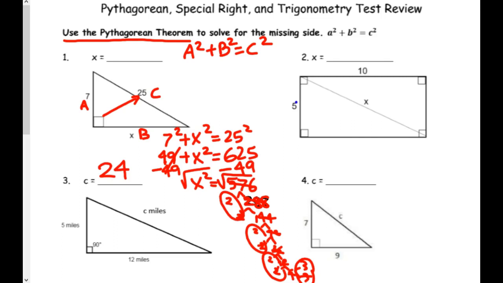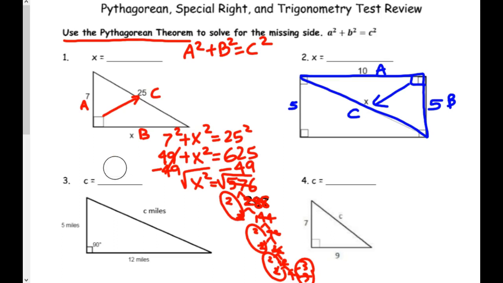Now, hopefully you see if this is 5, then this is 5, and that's going to give us a right triangle with a missing hypotenuse, right? C is missing, A and B are not missing. Oh, whoops. Hold on. Number 1, the answer goes up top. Alright, let's do this. A squared plus b squared equals c squared. So 10 squared plus 5 squared equals c, we'll call it x squared.